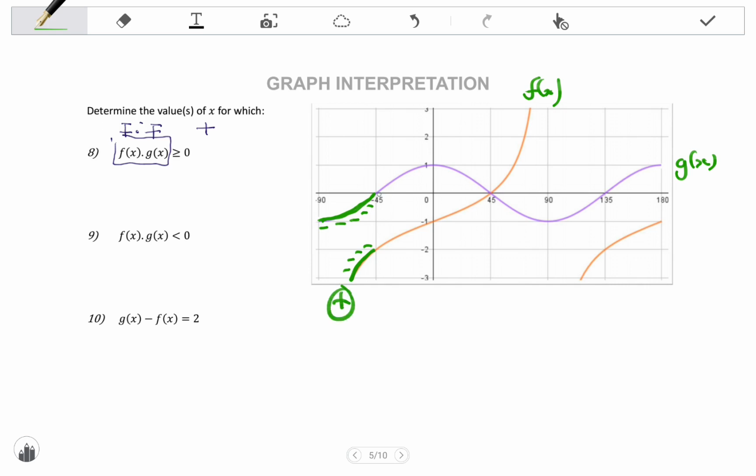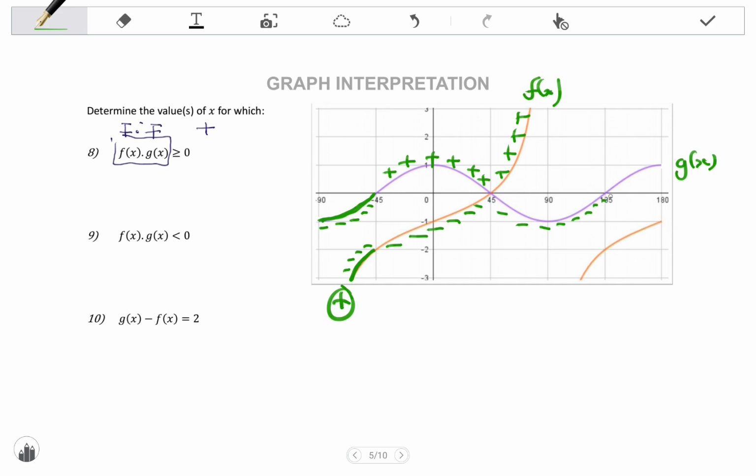Now, after negative 45, g of x is above the x-axis, which means it has positive y coordinates, okay? And between negative 45 and 45, f of x has negative y coordinates. So the product of these y coordinates would be negative, which is not the part that we're interested in, okay? After 45 degrees, f of x has positive y coordinates, but then g of x has negative y coordinates, okay?